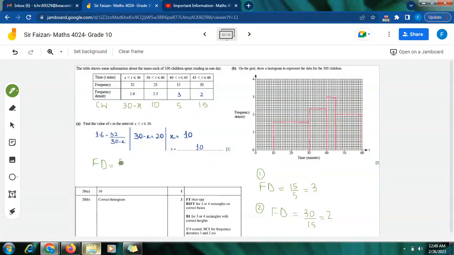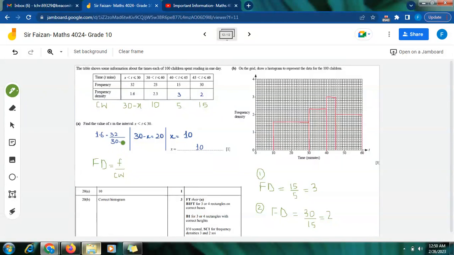So this is the frequency divided by the class width. I have the frequency density, which is 1.6, and I will insert the values. Frequency density 1.6 equals what is the value of frequency? The value of frequency is 32. So 32 will be in the numerator, divided by the class width. The class width is 30 minus x, so 30 minus x will be in the denominator.